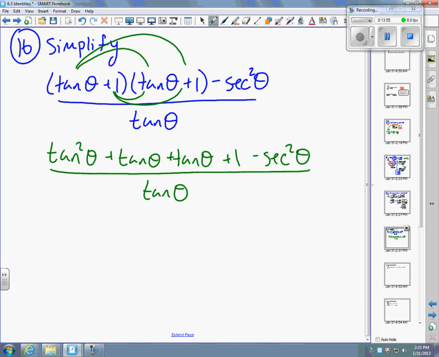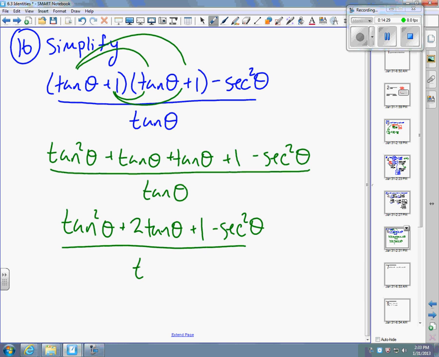Now, you can't just randomly start canceling tangents out all over the place, because yeah, sure, it cancels here, here, and here, but it's also underneath here and underneath there. So don't be doing that. Okay, collect like terms, and let's see what happens. So I got tangent squared of theta plus 2 tangent of theta plus 1 minus secant squared, all over tangent of theta.